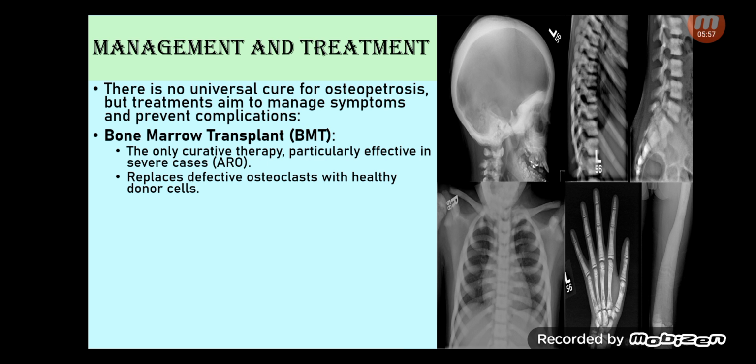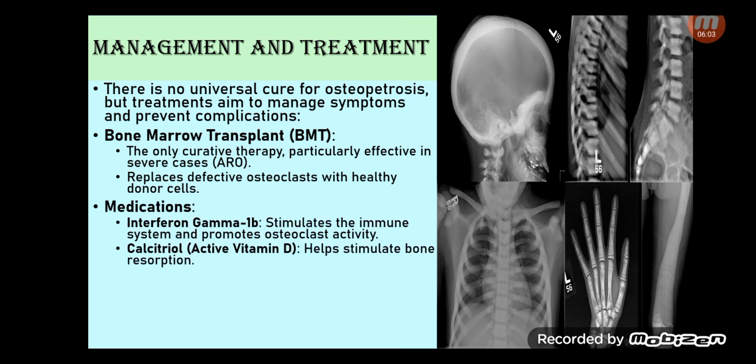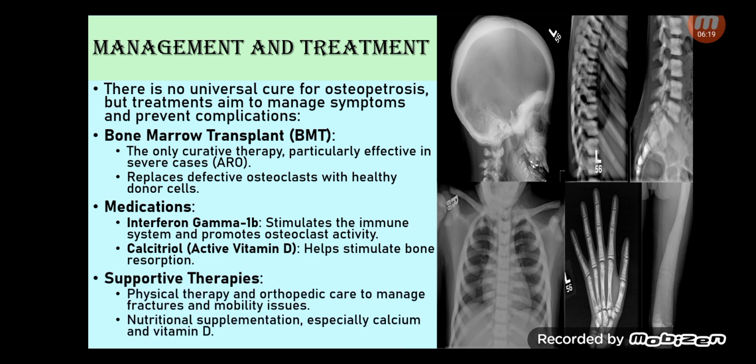This is the only curative therapy, particularly effective in severe cases. It replaces defective osteoclasts with healthy donor cells. And then we can also give medication like interferon gamma 1b that stimulates the immune system and promotes osteoclast activity. And we can also give calcitriol, that is active vitamin D, that helps stimulate bone resorption.